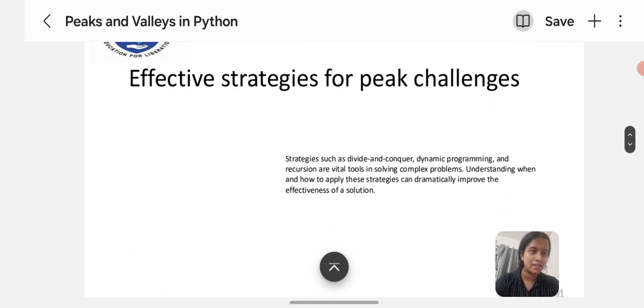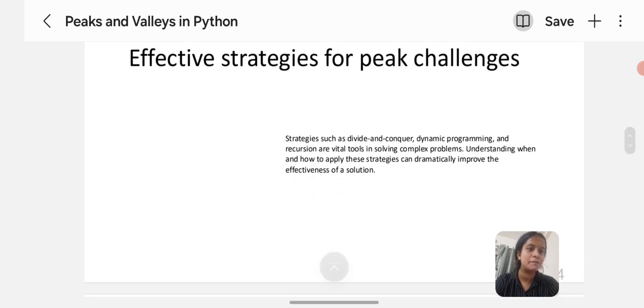Effective strategies for peak challenges. Strategies such as divide and conquer, dynamic programming, and recursion are vital tools in solving complex problems. Understanding when and how to apply these strategies can dramatically improve the effectiveness of a solution.